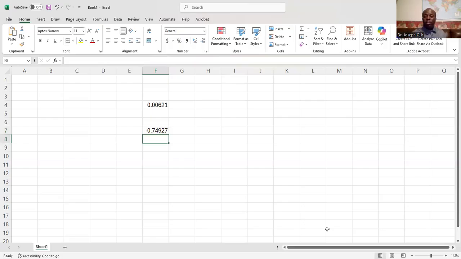Negative 0.7493, but you know that a probability answer can never be negative. So you're going to write it as an absolute value of that, which is 0.7493.